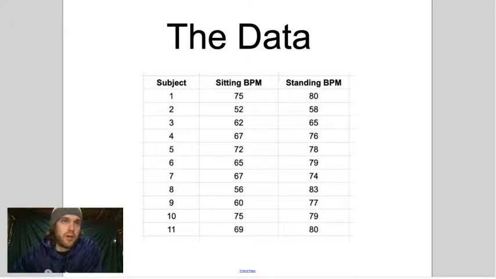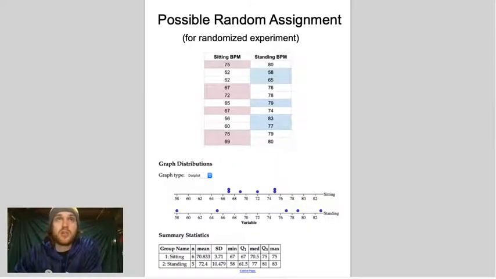So let's go ahead and look at a couple possible samples. Here's a couple possible random generations that I ran. What if we had randomly generated these 6 to be in the sitting group? So we flipped heads here and randomly selected those 6. This would be what the data looks like.